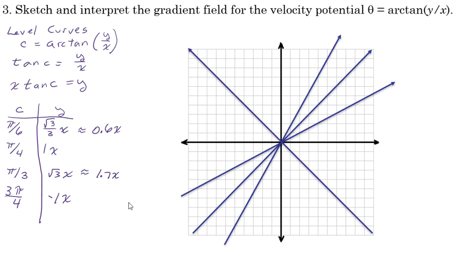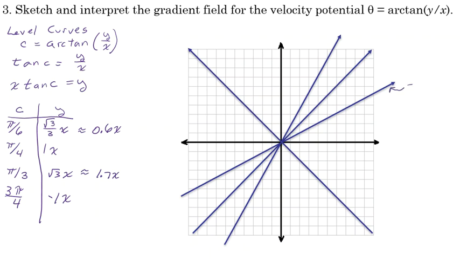All right, did you get something like this? Let's see, when we solve this for y, we get tangent of c equals y over x. So y equals x times the tangent of c. And since c is a constant, this is just a line. And the tangent of c is the slope of that line, and the y-intercept is 0. So if we pick, say, pi over 6 for c, then my level curve at that level is root 3 over 3 x, or 0.6x. So that would be right here.